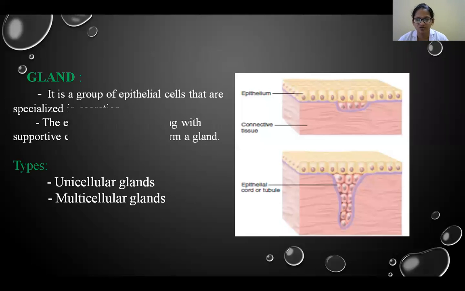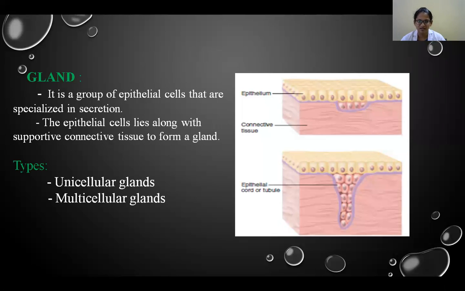First, we are going to discuss the gland. What is a gland? A gland is nothing but a group of epithelial cells that are specialized in secretion. See, these are the group of epithelial cells which are present on the surface of the tissue, the surface of the connective tissue. These epithelial cells lie along with the supporting connective tissue. This is the supporting connective tissue.